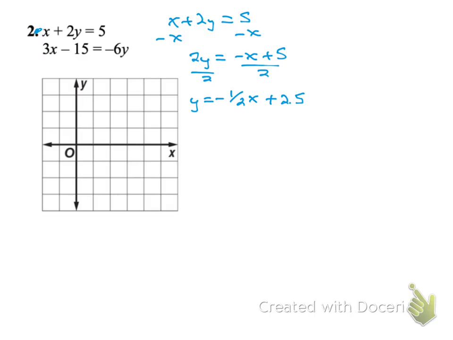So, first step here, I'm going to mark my y-intercept at 2.5. And then my slope, I'm going to go down 1, right 2. Down 1, right 2. And I'll have my line.